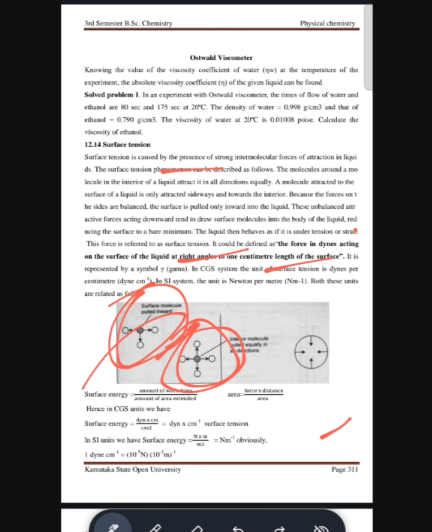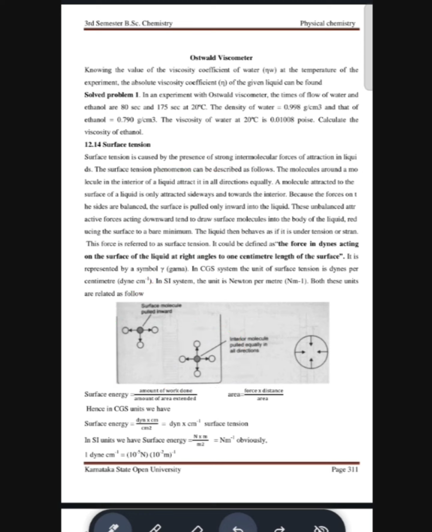Now we have taken two different molecules in a beaker. If you take this one in the beaker, two molecules are present. If it is in the upper layer, the force of molecular attraction moves it downwards. The molecule which is present in the lower area is equally distributed, as can be seen here. The surface energy can be calculated as the amount of work done divided by the amount of area which is extended.